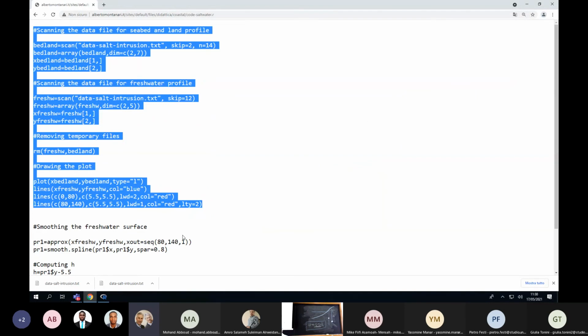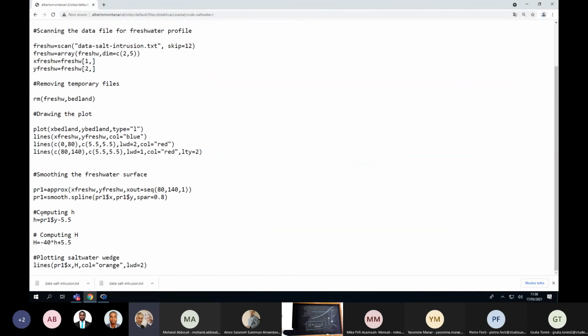Now, let's look at the computation, first, which is very, very quick, as you see. First of all, there is a smoothing of the freshwater surface. So I want to smooth it. I want to make it more regular. And these are two instructions that are finalized to smooth the freshwater surface.